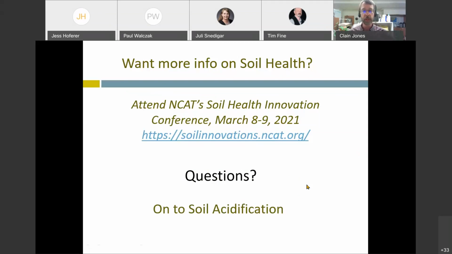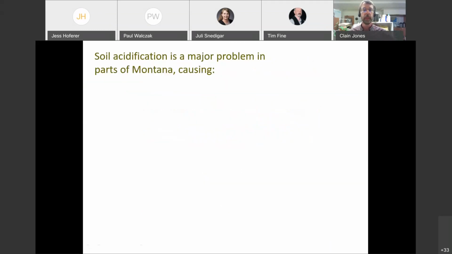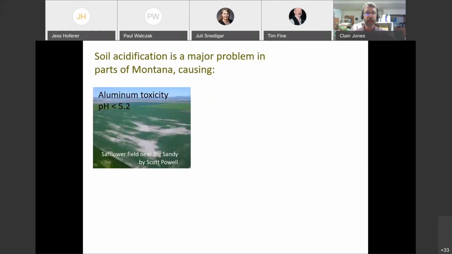So now moving on to soil acidification. Soil acidification, just since 2015, has become a pretty major problem in parts of Montana, resulting in aluminum toxicity, which seems to start somewhere below pH 5.2. This is a safflower field near Big Sandy, where all the areas where safflower simply was not growing had pHs below 5. The green areas where it was doing pretty well had pHs above 5.